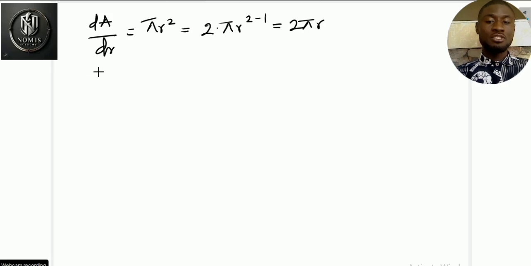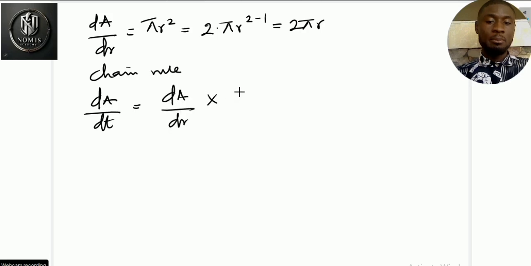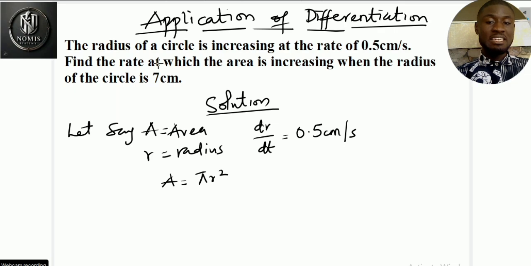So you remember our chain rule? Using the chain rule, we can say that dA/dt is equal to dA/dr multiplied by dr/dt. Remember why we are choosing dA/dt: because we want to know the change that occurs with the area of the circle and the time. So the question says, find the rate at which the area is increasing when the radius is now 7 centimeter.